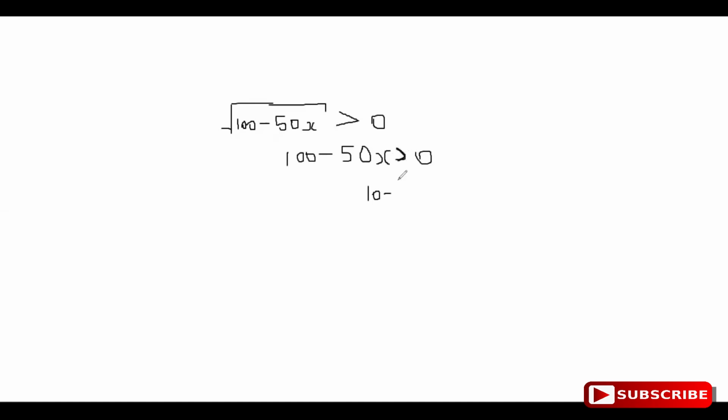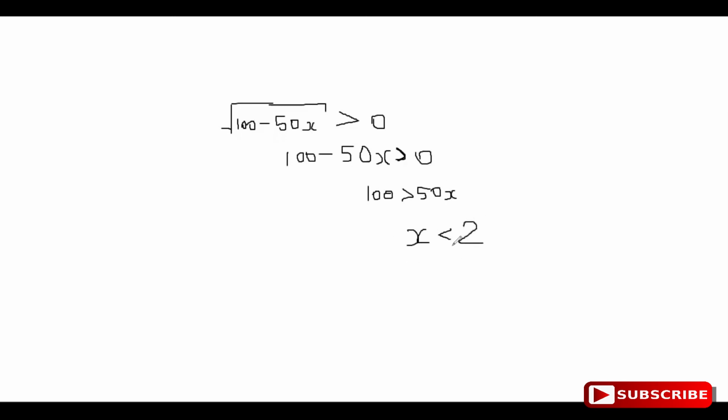That's greater than. And so this is telling me that 100 is greater than 50x. So 50x is less than 100. So therefore, x is going to be less than, I divide 100 by 50, I'm getting 2. X has to be less than 2.